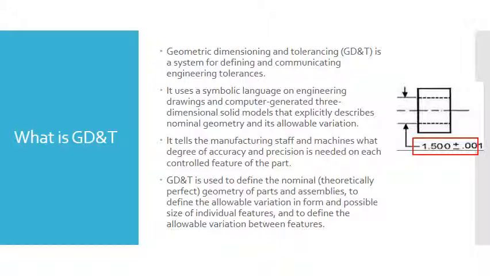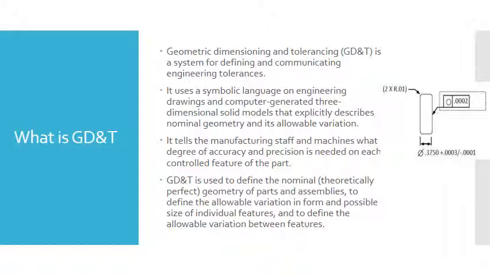It tells the manufacturing staff and machines what degree of accuracy and precision is needed on each controlled feature of the part. An example is a shaft with a diameter and its tolerances. This helps the person on a turning center know how much accuracy is required. GD&T is used to define the nominal, theoretically perfect, geometry of parts and assemblies, to define the allowable variation in form and possible size of individual features, and to define the allowable variation between features. An example is the circularity in the shaft.